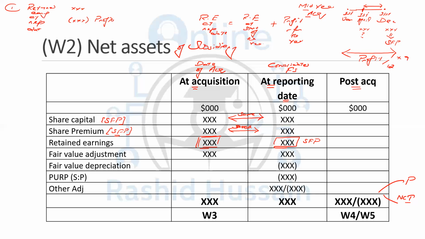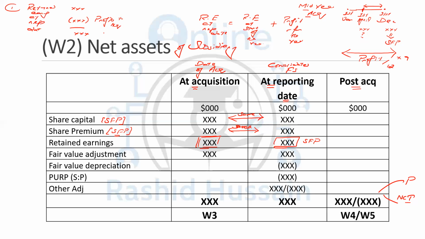Now you need to reverse it. You need to have the reverse calculation. You need to go 9 months back. You need to deduct the 9 months profit from it, because we know that the retained earnings at reporting date includes the profit for the whole year. We need to go 9 months back in order to reach the first step. So take the retained earnings at reporting date and deduct profits to acquisition, which is the 9 months, and then you will get the retained earnings at acquisition.